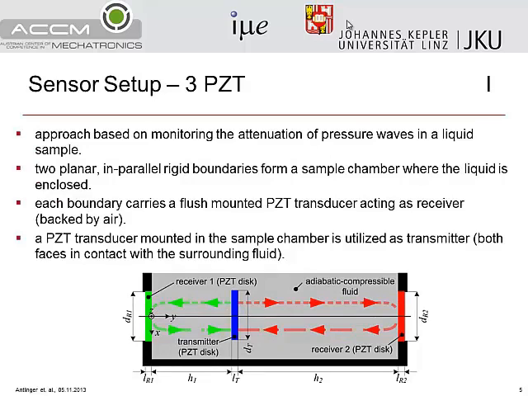This approach is also based on monitoring the attenuation of the pressure waves in the liquid sample, which is contained in the sample chamber. We have 2 planar rigid boundaries which form the sample chamber where the liquid is enclosed. Each boundary carries a PZT transducer which is acting as receiver. As you can see here, due to the mounting, the receivers are backed by air, which yields a low but defined acoustic backing impedance. And one PZT transducer which acts as transmitter is mounted in the sample chamber. So both faces of the transmitting PZT disc are facing the surrounding fluid.